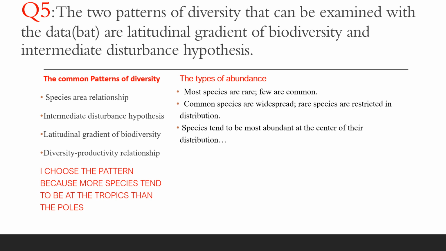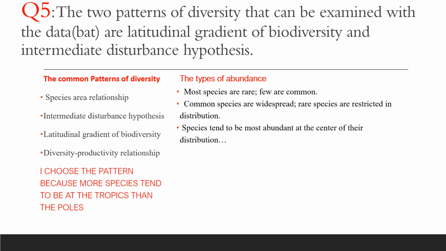For my data, I'll be choosing 2 patterns of diversity. I'll choose the latitudinal gradient of biodiversity, because more species tend to be seen at the tropics than the poles. I will explain further using the types of these gradients. We have Allen's rule. Here, the limbs and the ears of animals are shorter towards the pole. But those animals of the same species, their ears and limbs tend to be bigger in the tropics. Using Bergmann's rule also, plants and animals are generally smaller at the poles but tend to be bigger at the tropics.